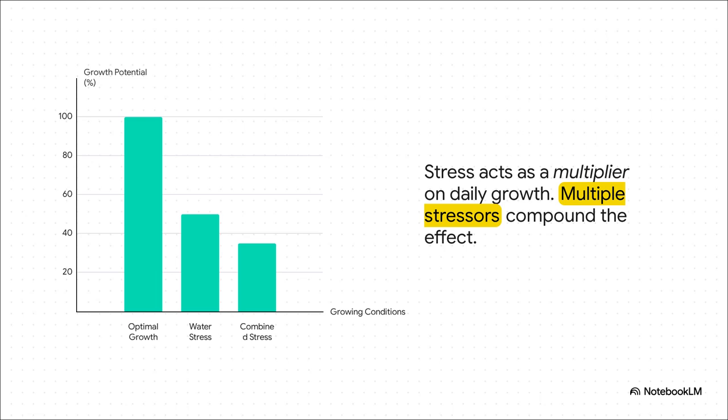So let's say there's a water shortage. The code might apply a water factor of 0.5. And that means for that day, no matter how good the temperature is, the leaf can only achieve half of its potential growth. And if you add nutrient stress on top of that, the penalty gets even bigger. It lets us simulate things like drought or bad soil with incredible accuracy.